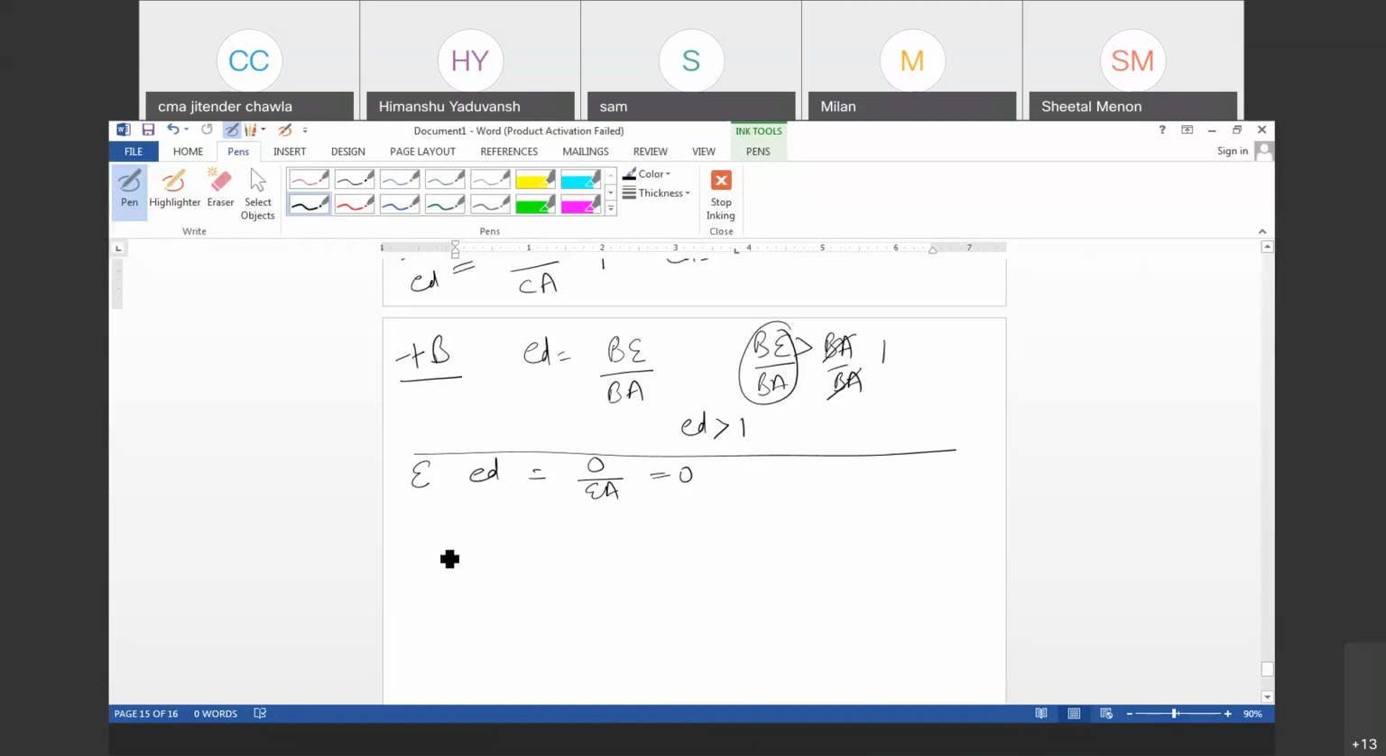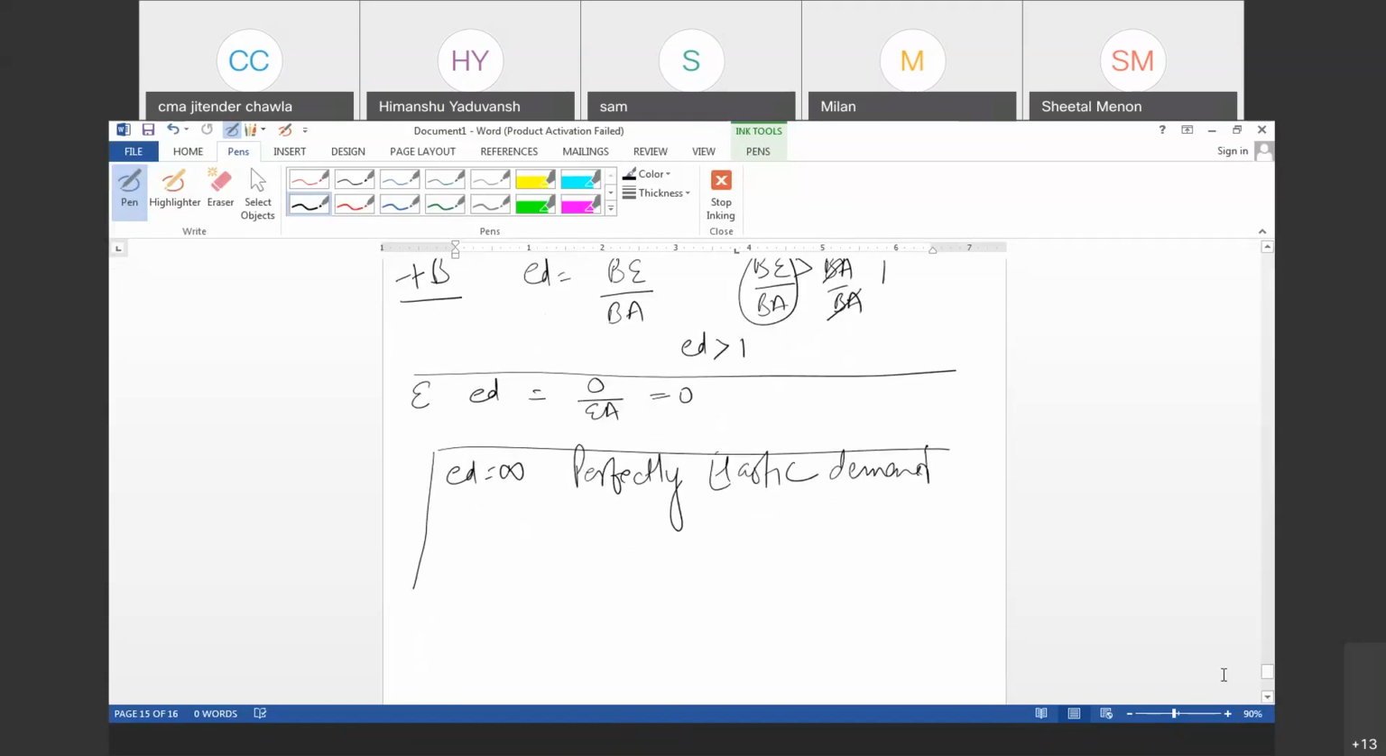What are the different values and what are the different names? ED equal to infinity, we call it perfectly elastic demand. Can you tell what is the shape of the curve?